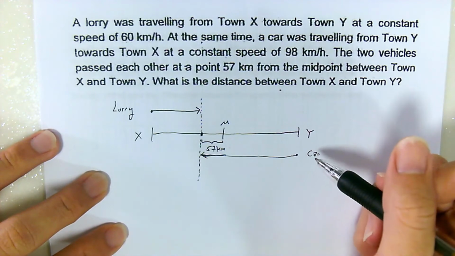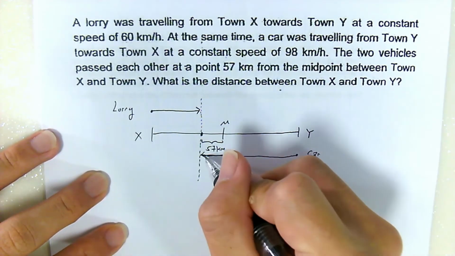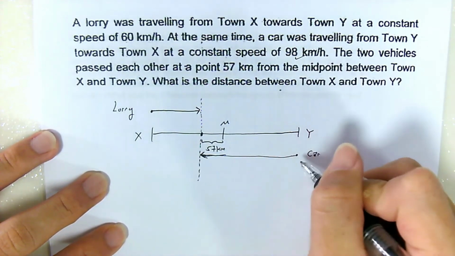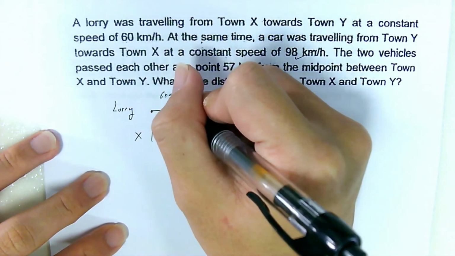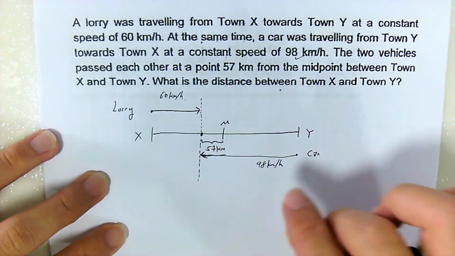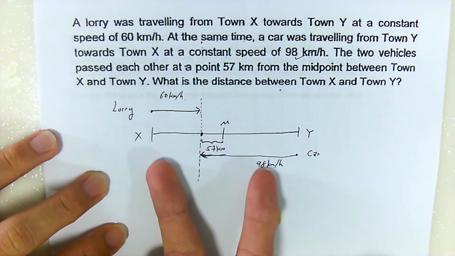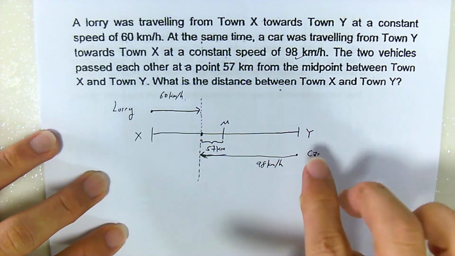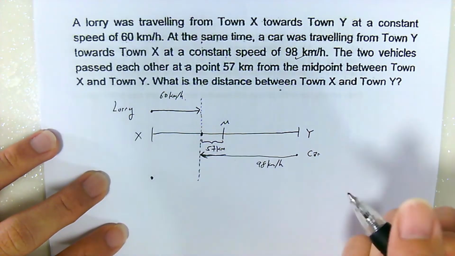Okay? Now, they ask us what is the distance between X and Y. So we do not forget that we have to go and add in the value of the speed of the car. So this one will be 98 km per hour, and this one will be 60 km per hour. Okay, now, do you realize that, what happens if I flip the car from here to here instead? So if I flip it, right, which means that I'm assuming that the car did not start from Y, but the car started from X instead. What happens if I flip it?